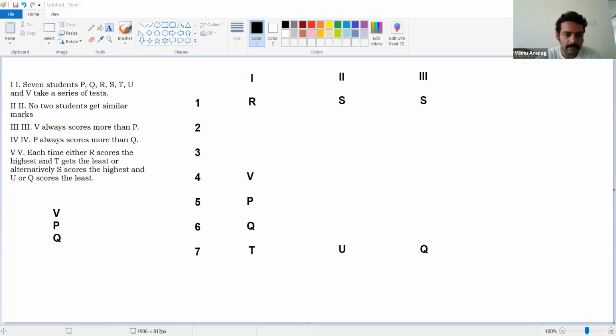Now let's go to the next set of questions. 22 to 26. This is just a puzzle test, also called team formation.